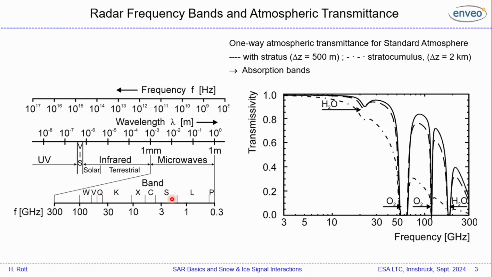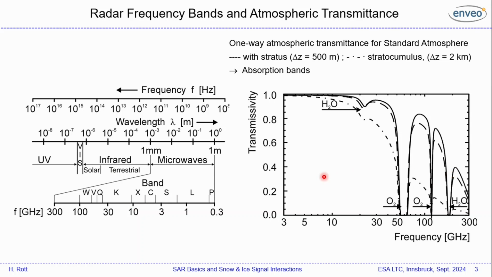The frequency bands: I will mainly talk about C-band, 5 gigahertz, where Sentinel-1 is, then also some L-band examples, longer wavelength, 1 gigahertz, and then some, for example, TerraSAR or TanDEM-X, which has a frequency of 9.6 gigahertz.